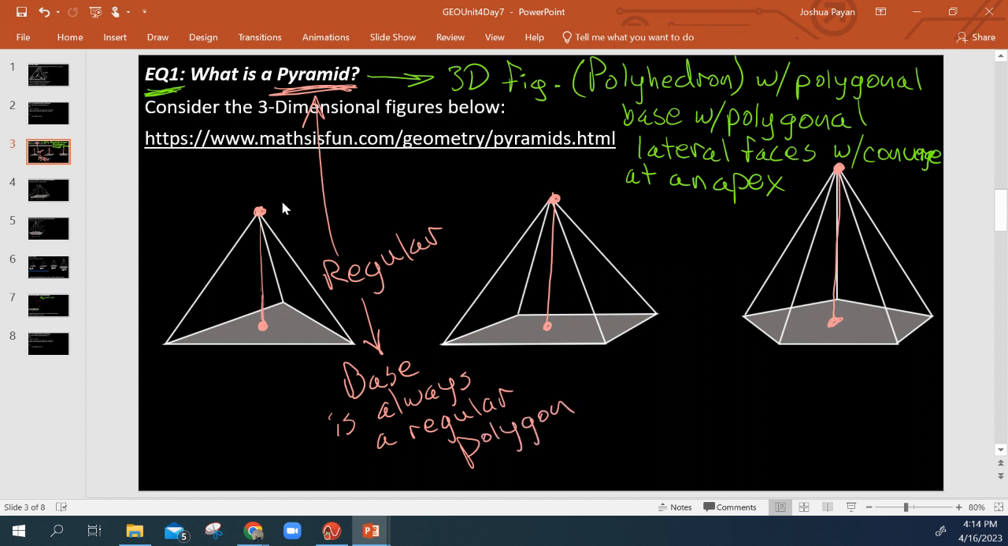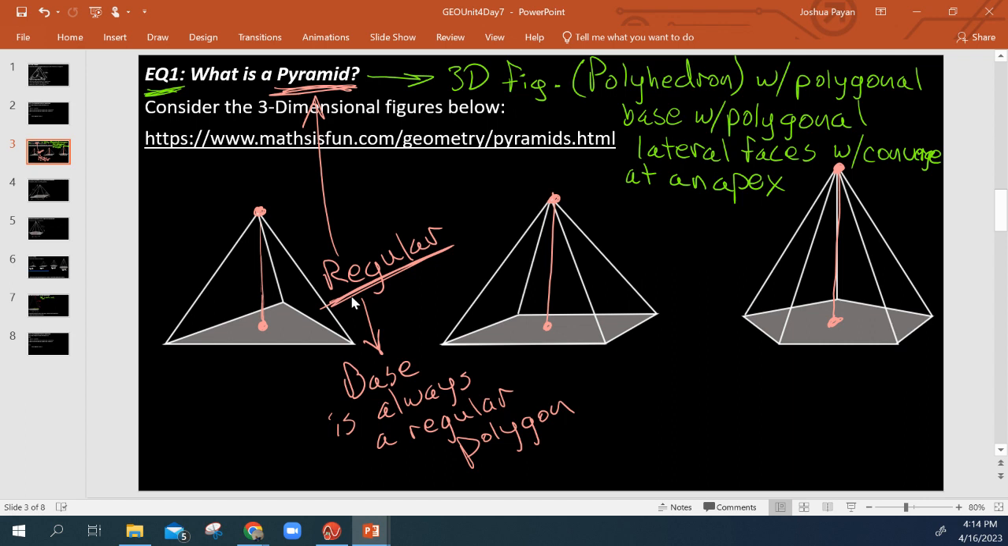For fear of copyright infringement, I'm not going to click on the link that you see right there for Math is Fun to show you. I'm going to include that link in the description of this video. There's not only regular pyramids, there's also irregular pyramids. If you're curious about the difference, feel free to click the link and play around on that site. This website, Math is Fun, is freaking awesome, so I really encourage you to learn a little bit more about pyramids. But for the sake of simplicity, we're only going to deal with regular pyramids and not irregular.